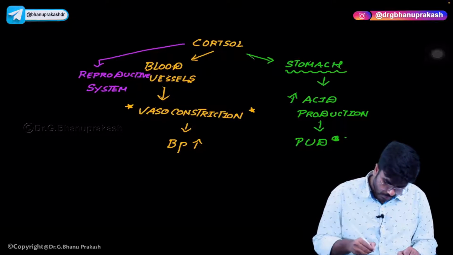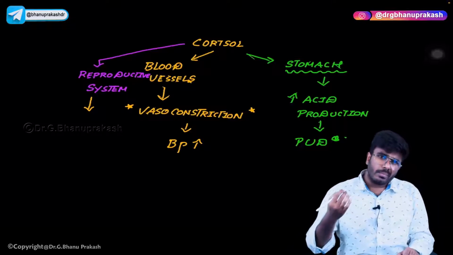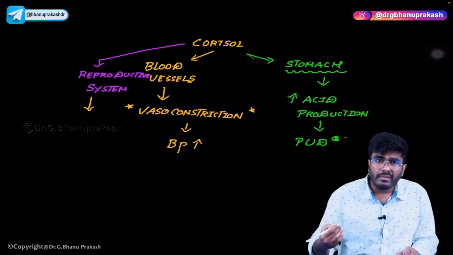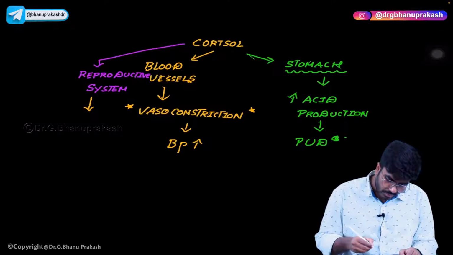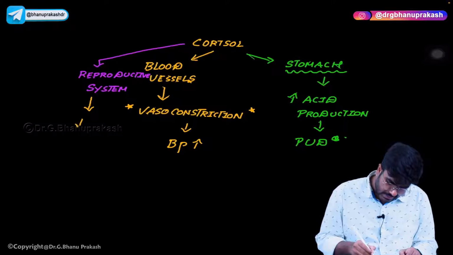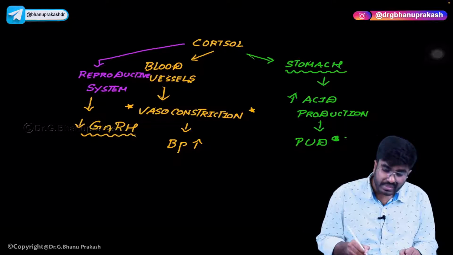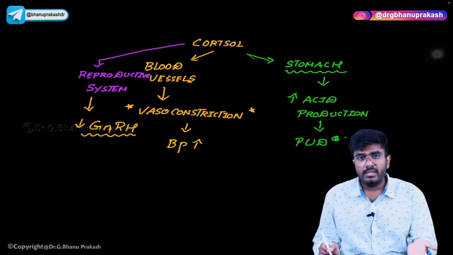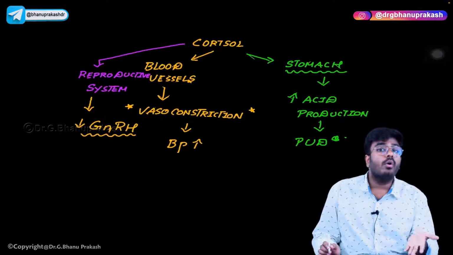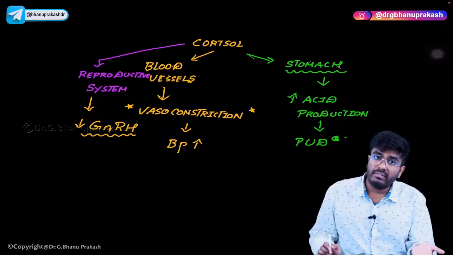Now, what do you think? Cortisol is a stress hormone. During stress, do you need reproductive activity to be happening in the body? Definitely not, right? So cortisol will act on the reproductive system and decrease gonadotropin releasing hormone. So GnRH levels will be decreased. Whenever GnRH is not there, there is no FSH, there is no LH. So there is no ovulation; anovulation will occur in the female, and anovulatory infertility will occur.